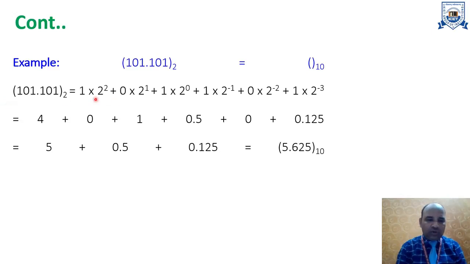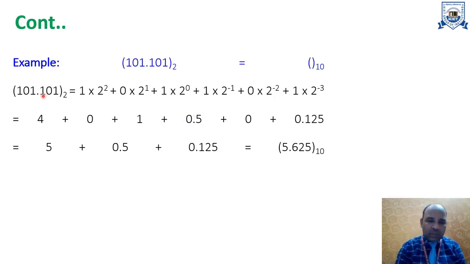So 101, you know that 2 to the power 0, 2 to the power 1 and 2 to the power 2, this one is having the weight of 2 to the power 2. Yes. Next 0 is having the weight of 2 to the power 1. Yes. Next one is having the weight 2 to the power 0. Yes. And then plus. Now the fractional part starts.